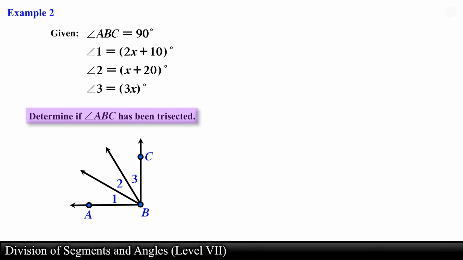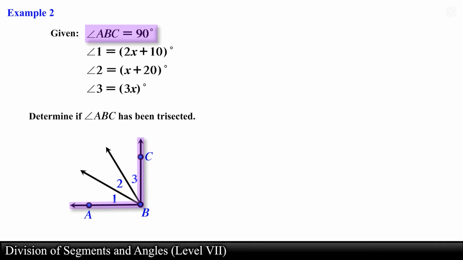In order to determine if angle ABC has been trisected, we need to show that angle 1, angle 2, and angle 3 are congruent. Before we do that, we need to figure out the value of x so that we can use it to determine the measurement of each angle. Notice that angle ABC is a right angle, since it measures 90 degrees.